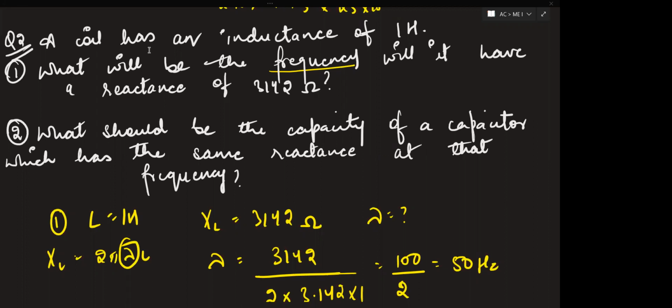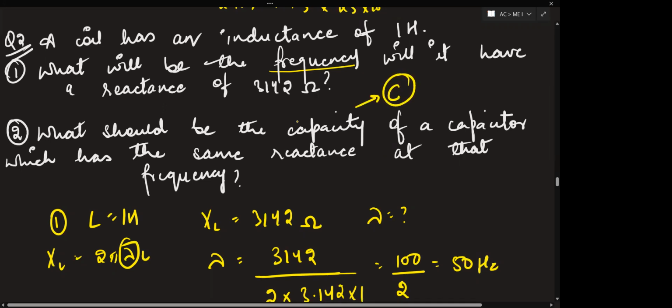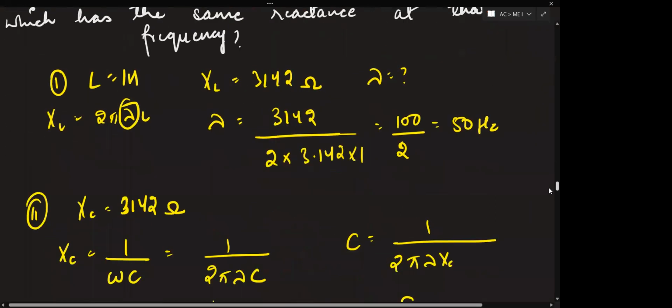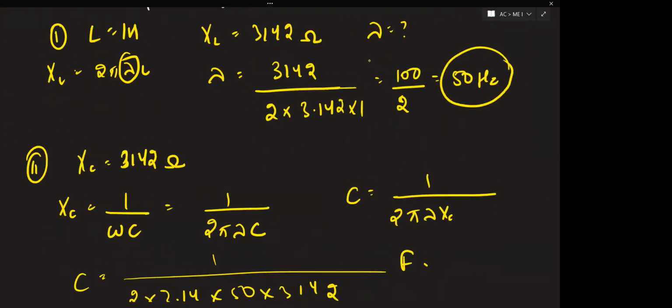Ma'am, can you explain the second part again? See, it says what should be the capacity of a capacitor. This means capacitance, which is unknown, which has the same reactance at that frequency. Same reactance means reactance of 3142 at this frequency, that is 50 hertz.